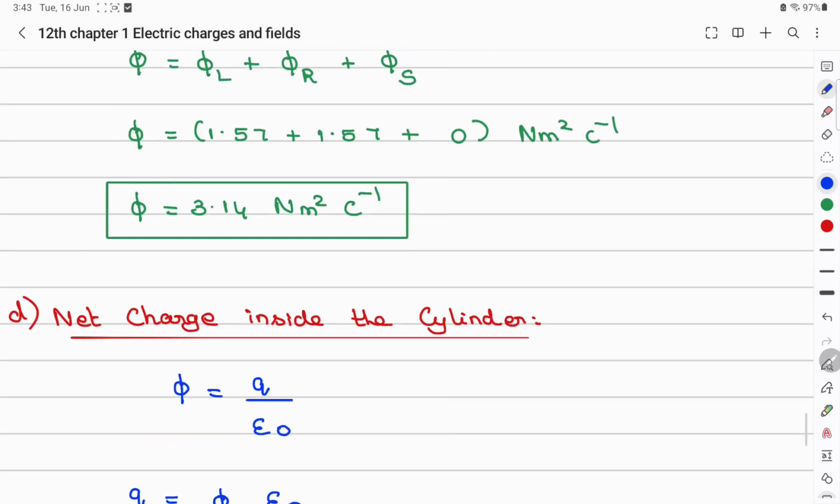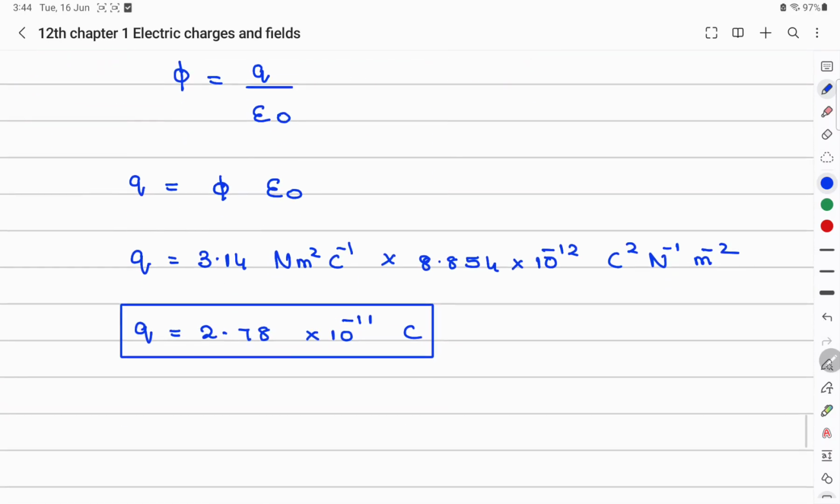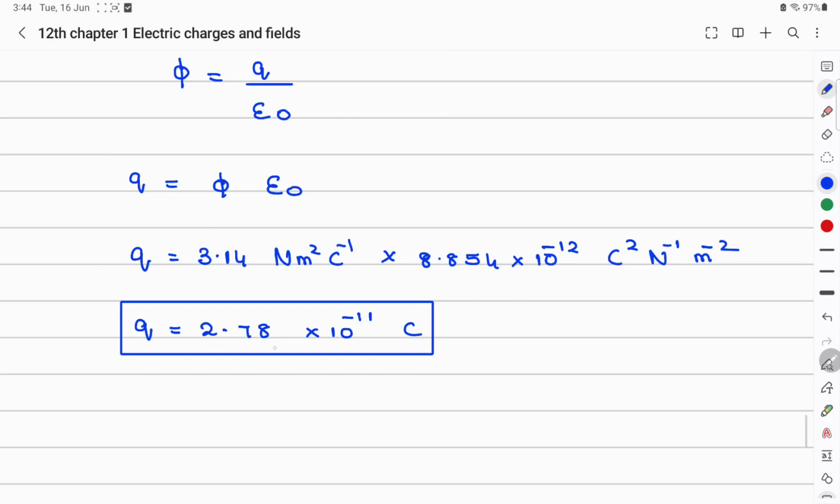So the net flux value is phi equal to 3.14 Newton meter square coulomb inverse, and the net charge inside the cylinder is Q equal to 2.78 into 10 to the power of minus 11 coulomb.